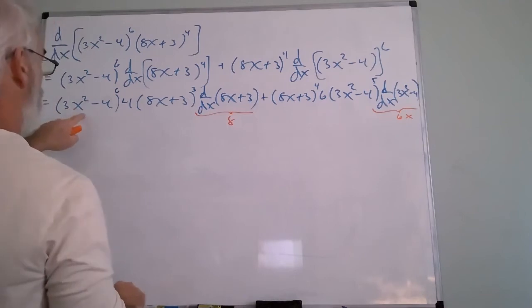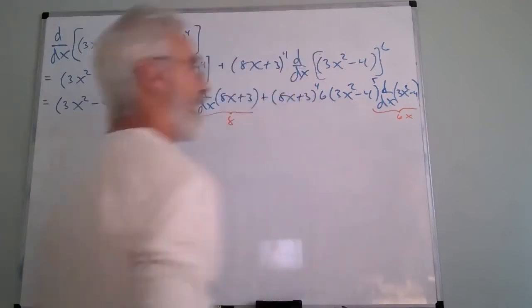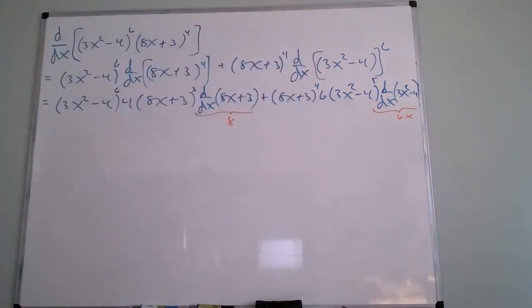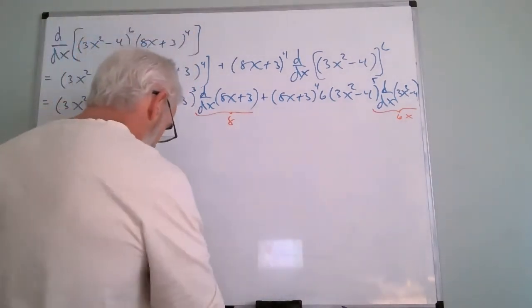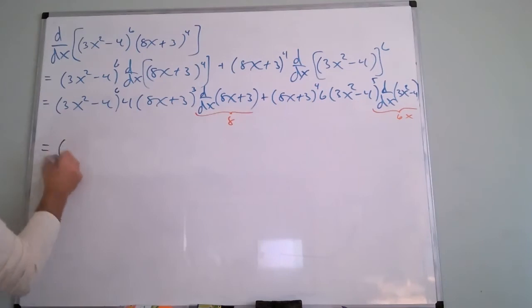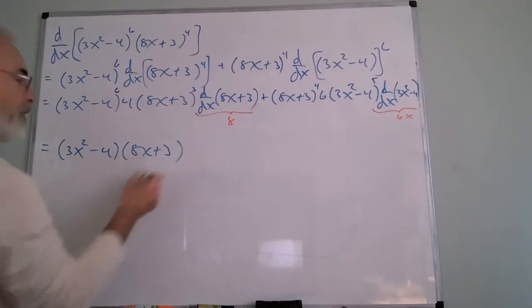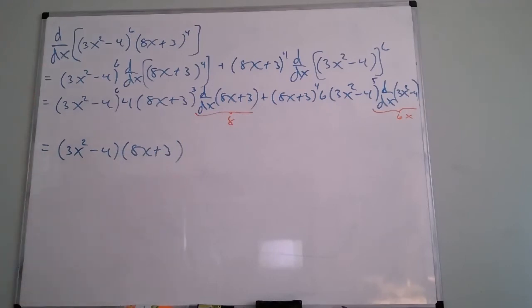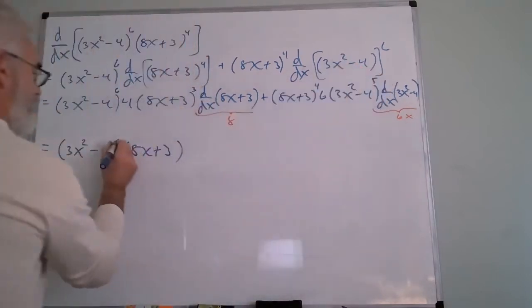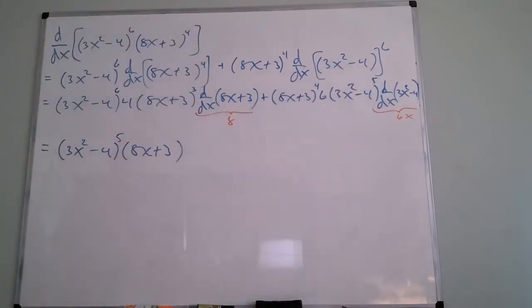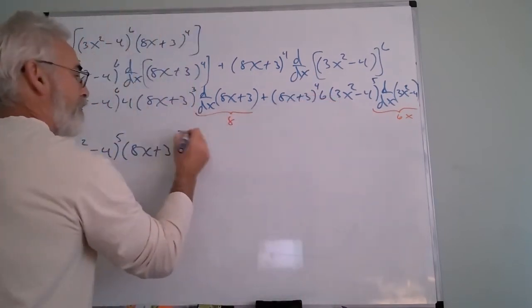I have 3x squared minus 4 to a power. I have 8x plus 3 to a power in both sides. So the GCF, the greatest common factor, would be the smaller of the exponents for each thing. So I know that my answer is going to involve (3x squared minus 4) times (8x plus 3). I know it's going to involve that. The question is what exponents? So that's 6th power, that's 5th power. So the GCF would involve the 5th power. That's 3rd power, that's 4th power. So the GCF will involve the 3rd power.